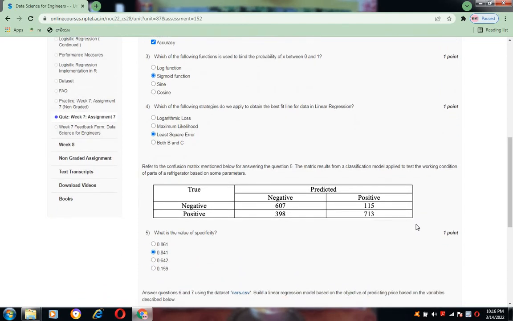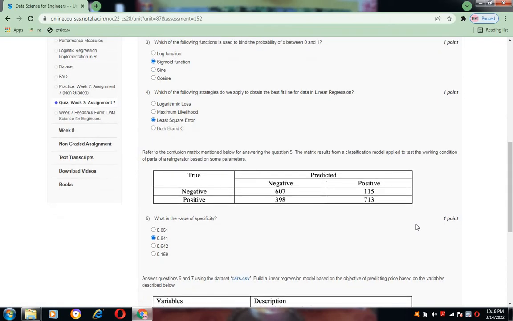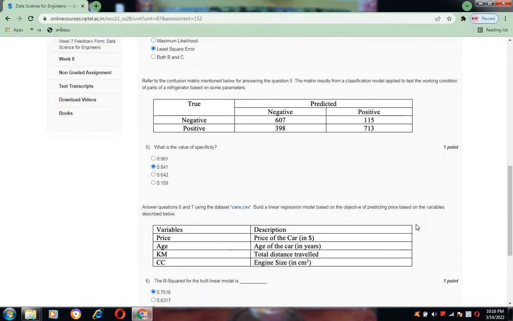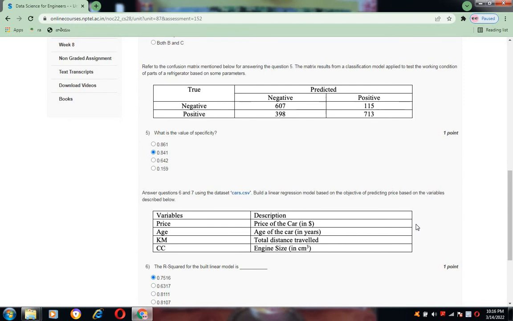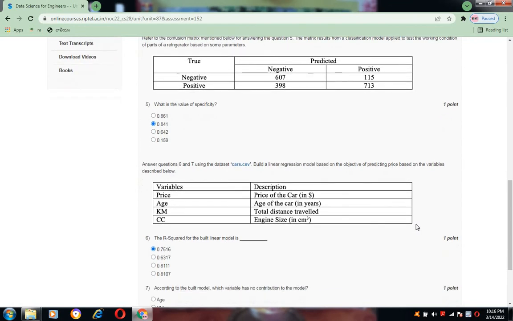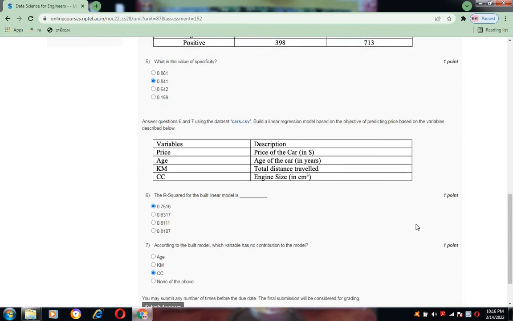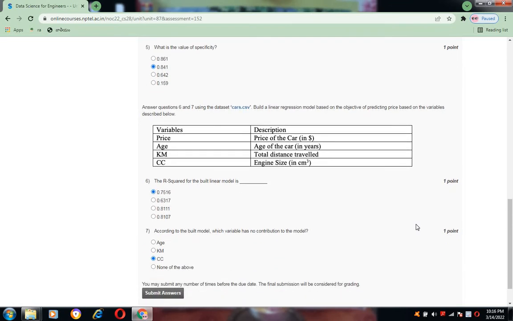Now coming to the table, based on this table, the first question given, that is the fifth question. The answer is 0.841. Coming to the next question, the R squared for the built linear model is 0.7516, that is option A. In the above, 5 is option B and 6 is option A.